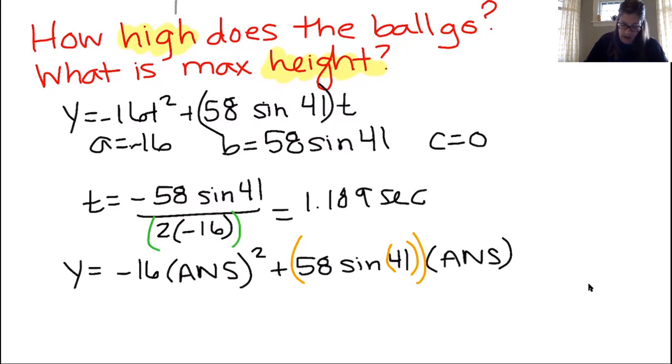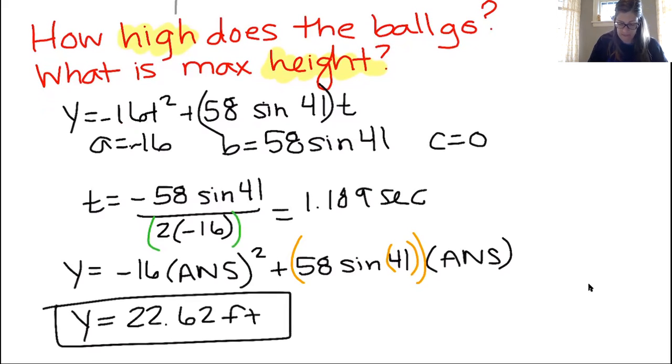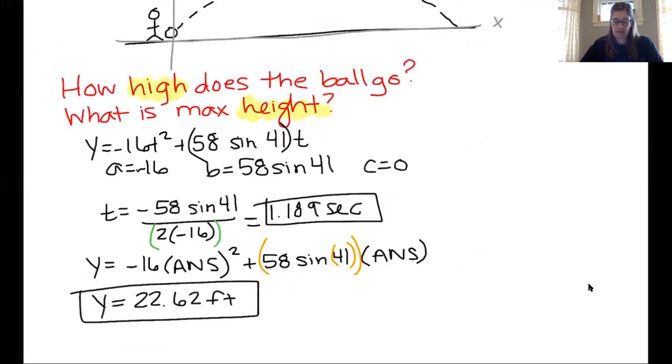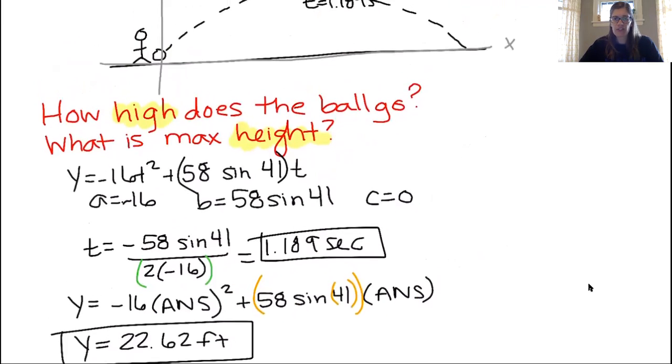And I find out that my max height, my Y value, is 22.62 feet. So the 1.189 is when it reaches its max height. The 22.62 feet is its actual max height. Going back to our picture.